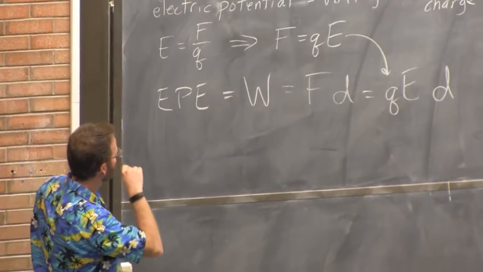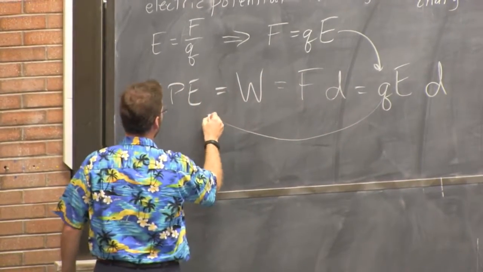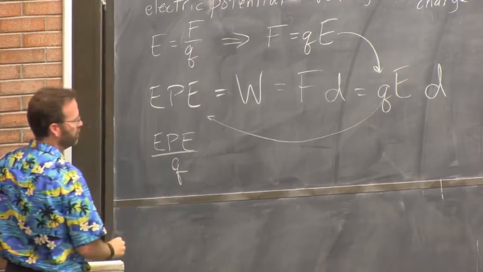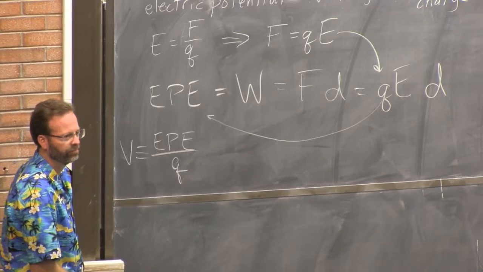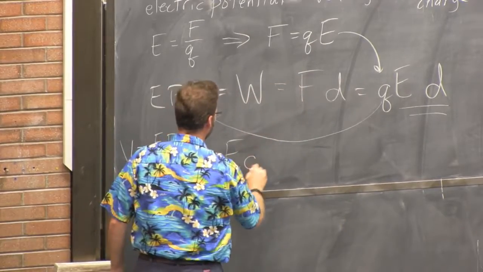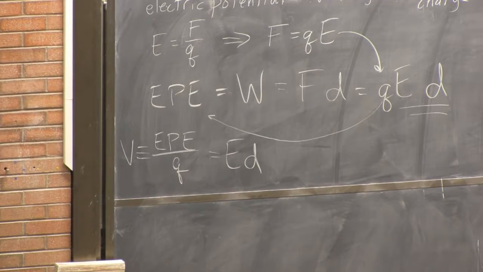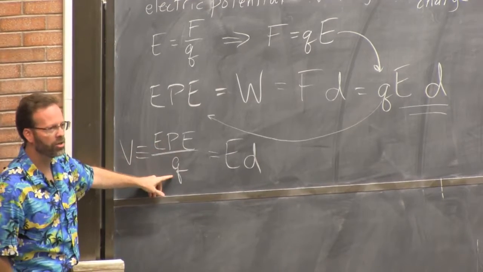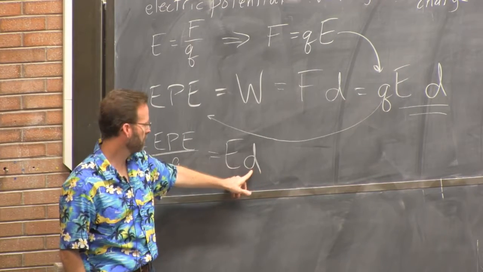Well, take this Q and divide it. So on this side, you have electrical potential energy per charge. That's the voltage. It's defined as that. We just said that. But what's left on the right-hand side? ED. So there's two ways you can think of voltage. Again, it's the same thing as electric potential. Electric potential and voltage are the same thing. It's energy per charge, but you can visualize it with this electric field a certain distance away.